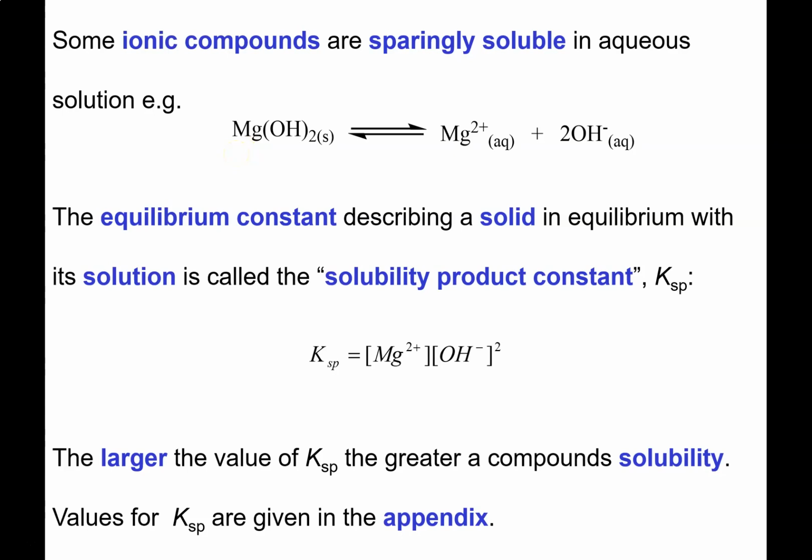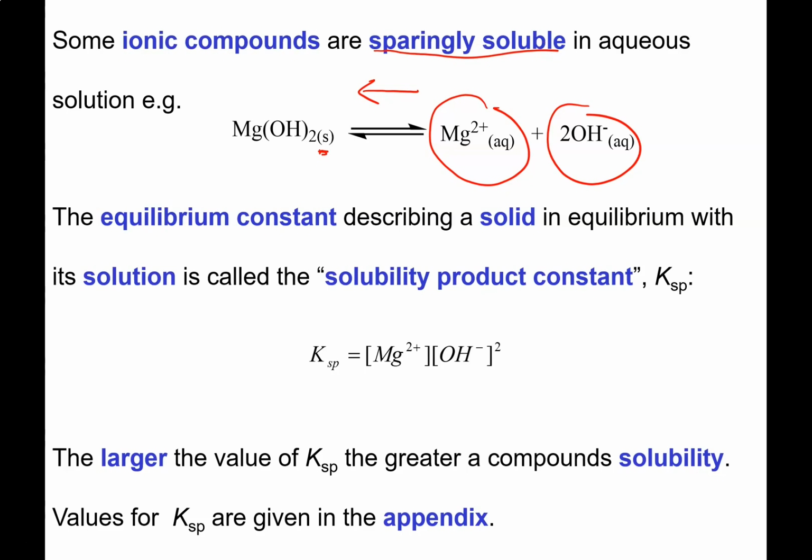So what happens when these are brought into contact with water is an equilibrium is established. It favors the left-hand side, so you get mostly solid and then a little bit of the ions. And in the case of magnesium hydroxide, for every mole of magnesium hydroxide, you'll get 1 mole of magnesium ions and 2 moles of hydroxide ions. So this is an equilibrium, and like I said, for a sparingly soluble compound, it'll favor the left-hand side.